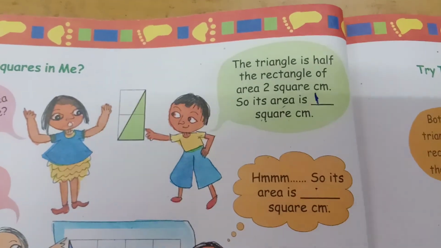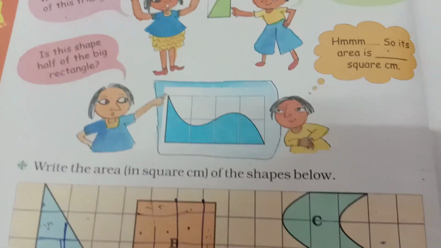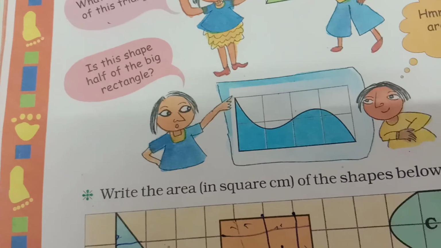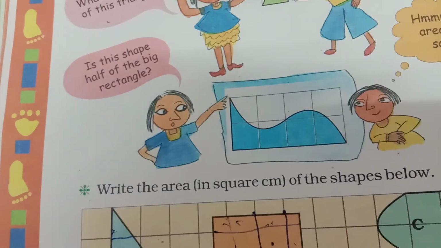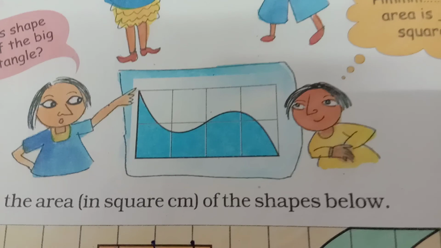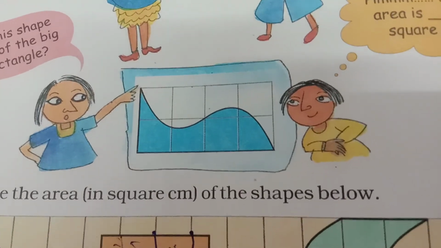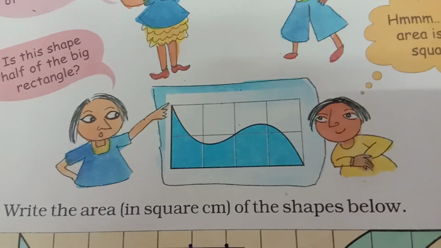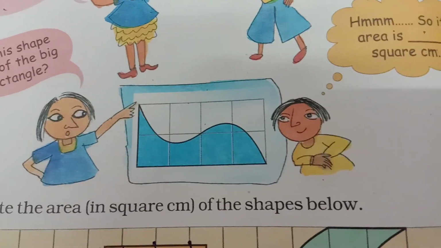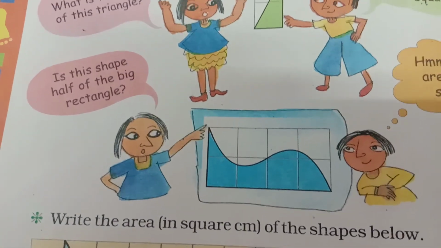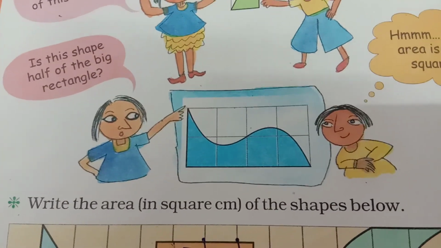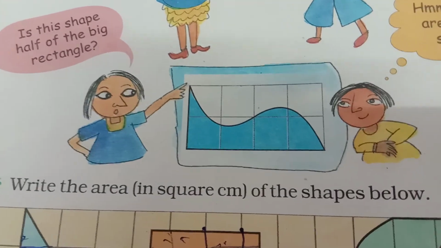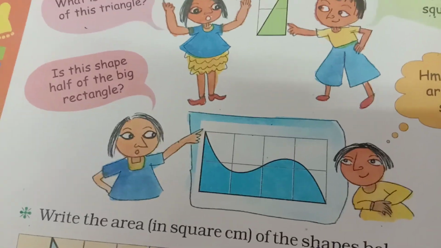1 square centimeter. Then now see here we have one more figure. Yes, this figure. Is this shape half of the big rectangle? See here one big rectangle, and how many small squares does it have, children? Yes, 8 small squares are there. Now what is the area of this rectangle? 8 square centimeters. Now is the shape half of the big rectangle? How can you say whether it is half of the big rectangle or not? By finding the area of the shape. Which shape? The shaded region shape.